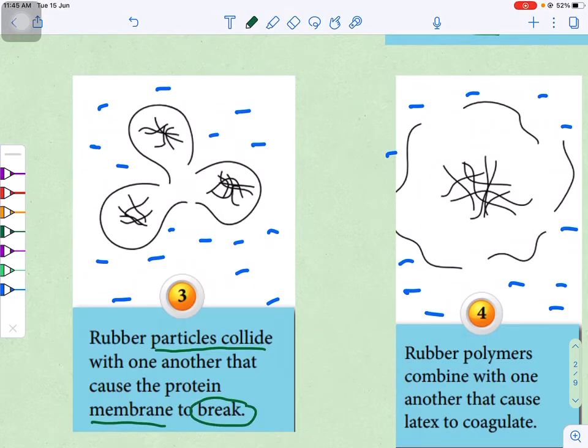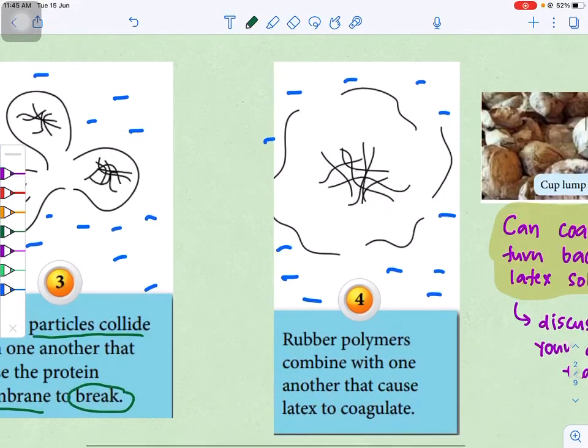So what we have in our protein membrane, don't forget, is the rubber molecule, which is our polymer, polyisoprene, in the shape of hair. So one particle of rubber we cannot see. Let's say thousands of rubber particles collide. Then they break. Then the rubber polymer, or rubber molecules, when they break, will combine and entangle. Okay, combine and entangle.